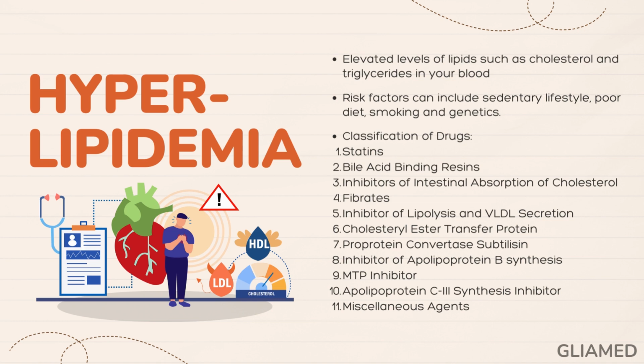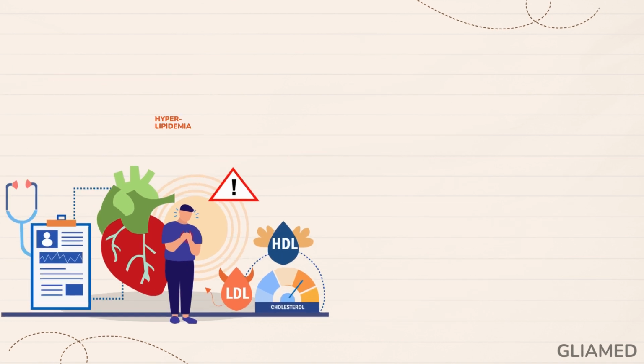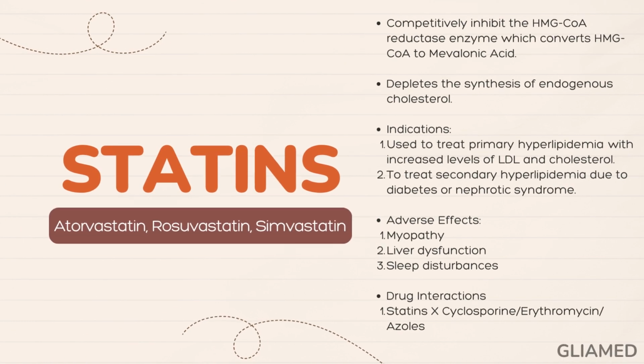The classification of drugs is as follows. First off, we have statins. They're the first line medications for hyperlipidemia. Examples include atorvastatin, rosuvastatin, and simvastatin. They inhibit the HMG-CoA reductase enzyme, which converts HMG-CoA to mevalonic acid, thus depleting the synthesis of endogenous cholesterol.